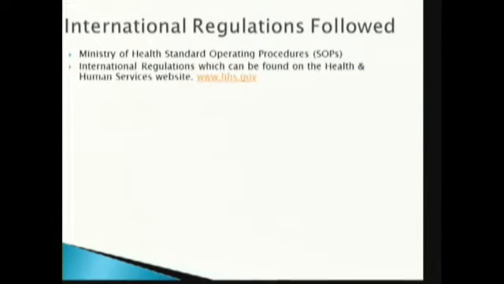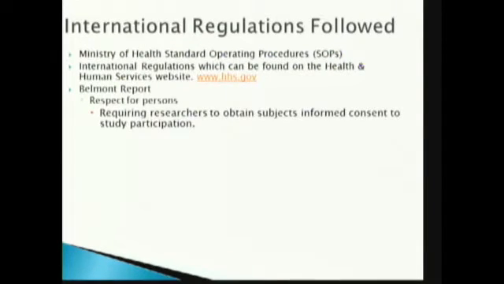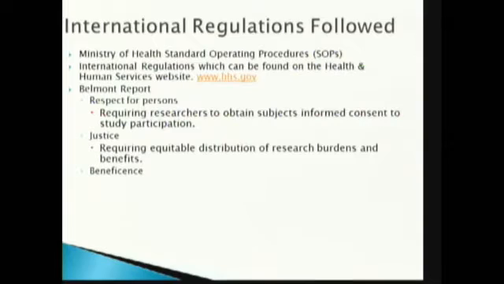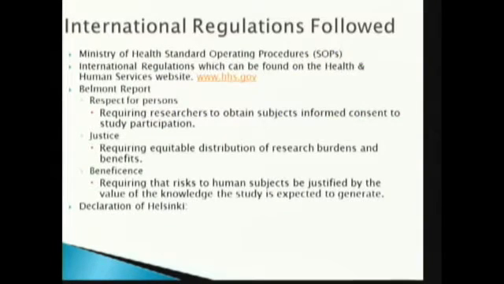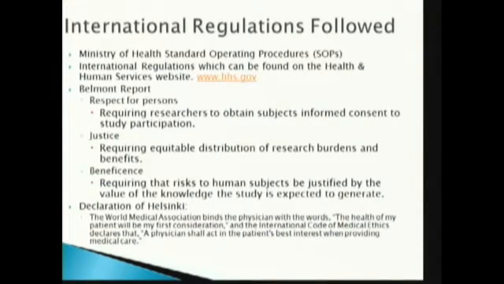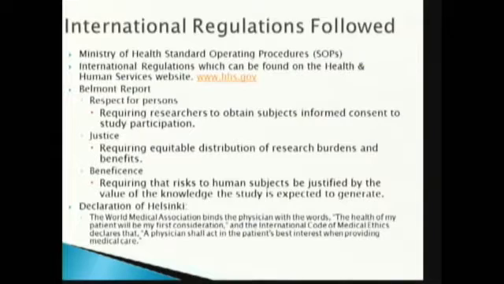The regulations that are usually followed are, we've got the standard operating procedures from the MOH. We have international regulations that can be found on the Health and Human Services website. The Belmont Report, which is why the IRB was established. These are the main principles. First is the respect for persons. Then you've got the justice and the beneficence. The Declaration of Helsinki was also one of the reasons why the IRB was established. The World Medical Association binds the physicians with the wording, "The health of my patient will be my first consideration." So this is thinking of the benefit and the risks and making sure that you're protecting them and not thinking of yourself.